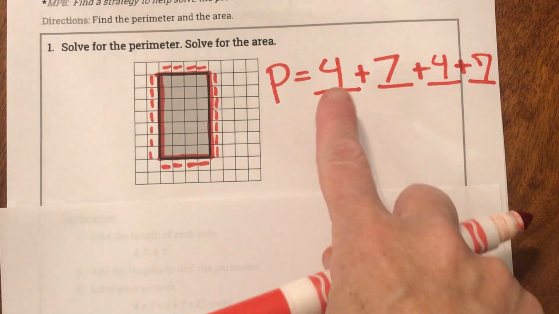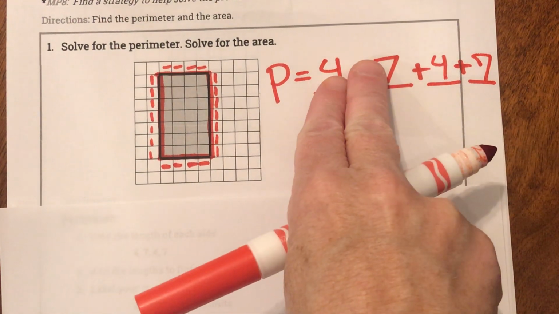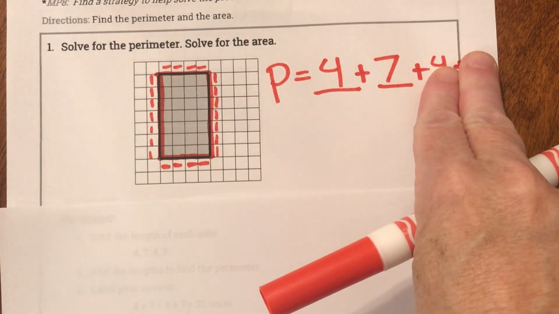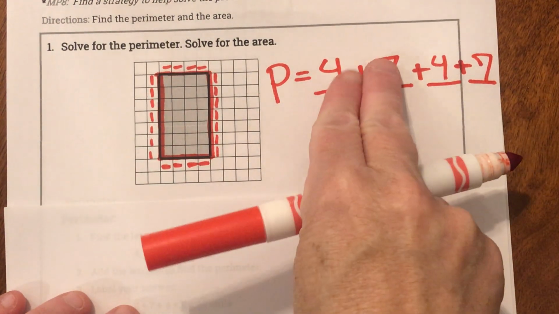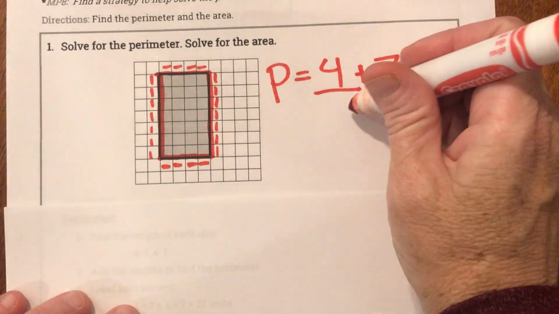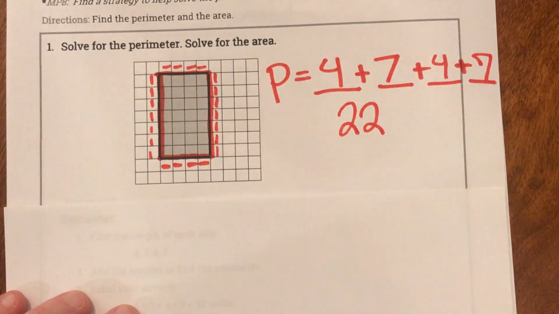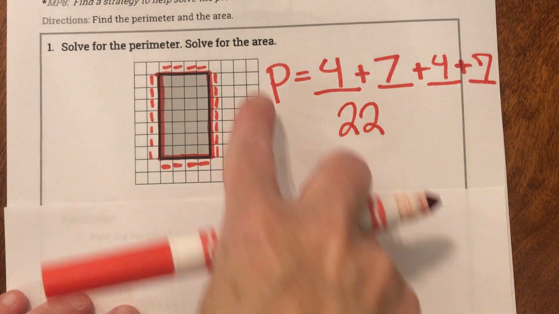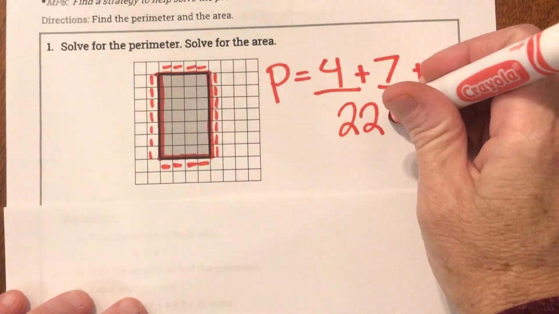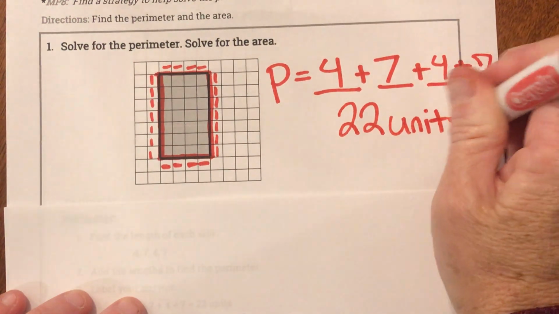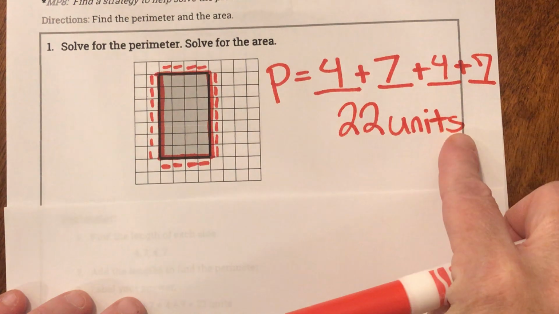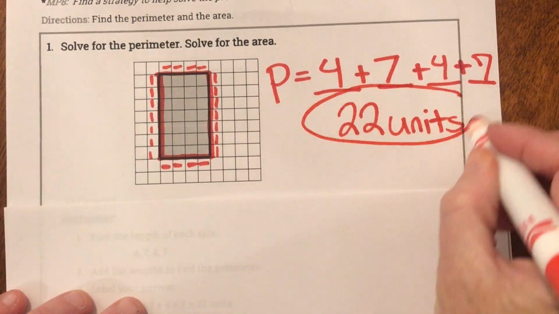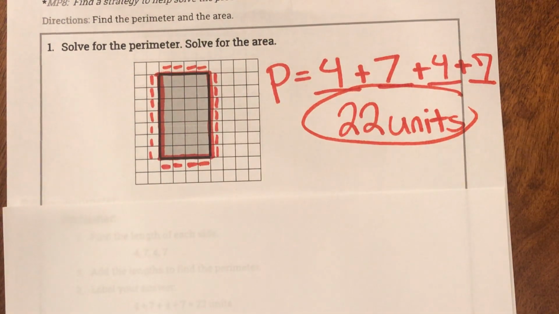Okay, so now you can add them however it works best for you. I would probably add my 4 and 7 and say this is 11. And then this is 11, which means my total would have to be 11 plus 11 is 22. Now, I don't have a measurement here, so my measurement would be units. And notice I'm not saying squared. It's just 22 units because perimeter is not squared.